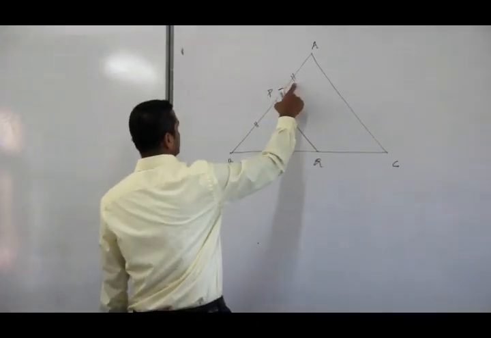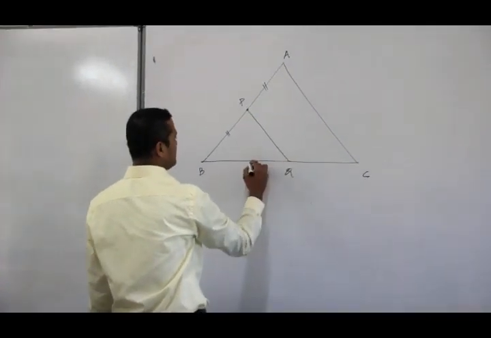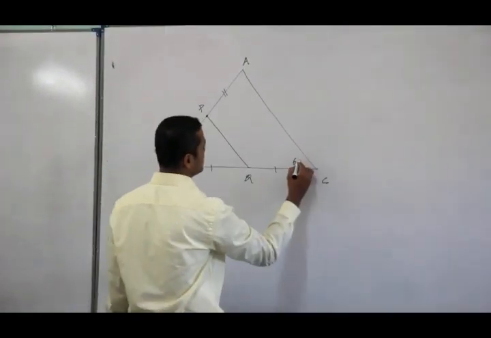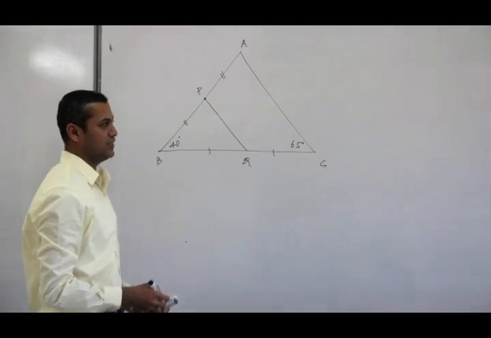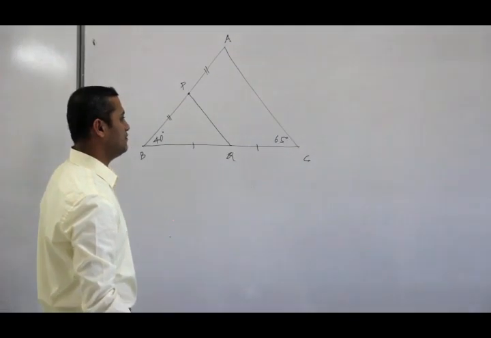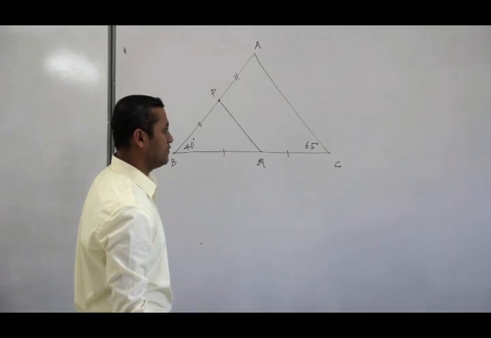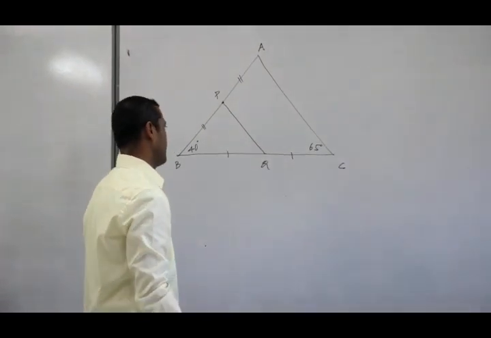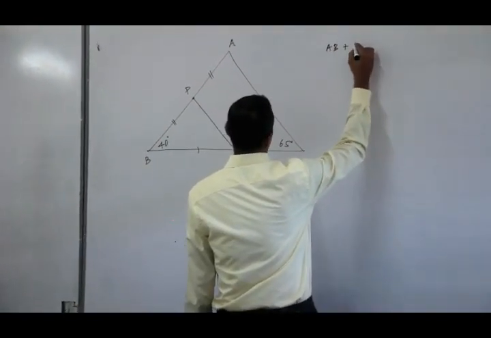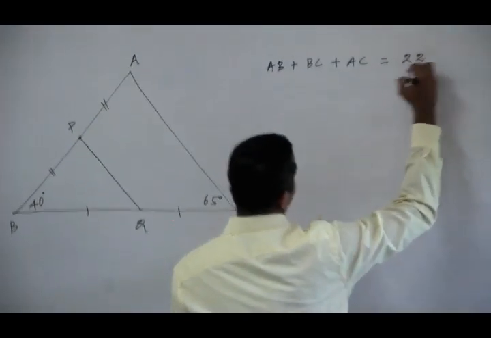These are marked as equal, then you know P is going to be the midpoint of AB and Q is going to be the midpoint of BC. This is given as 40 degrees and this is given as 65 degrees. Based on the information given in the figure, you need to find the perimeter of triangle PBQ. The perimeter of ABC is 22 centimeter. Perimeter of ABC, that is AB plus BC plus AC, that is 22 centimeters.